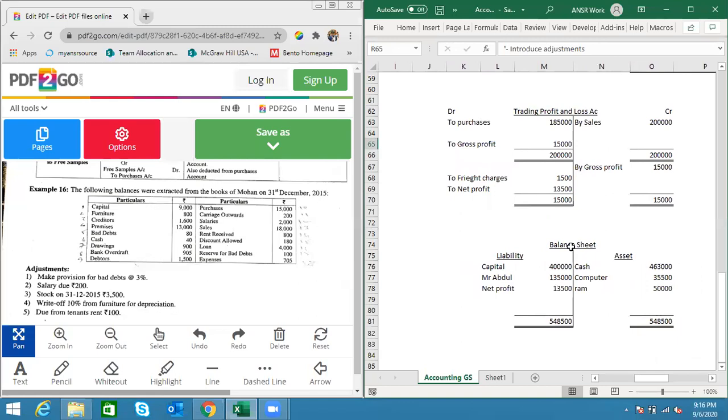Any doubts, guys? Within 1 minute, this will get over. Any doubts? Otherwise, we'll wind up. No. So what exactly do you mean by adjustment, Dheeraj? I'll come to that. We'll cover it next time. Sure.